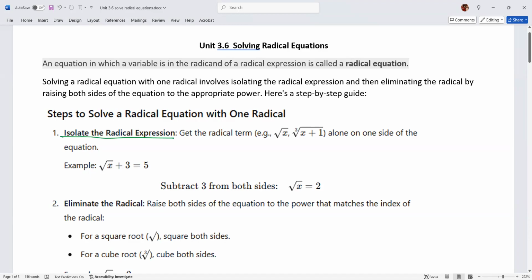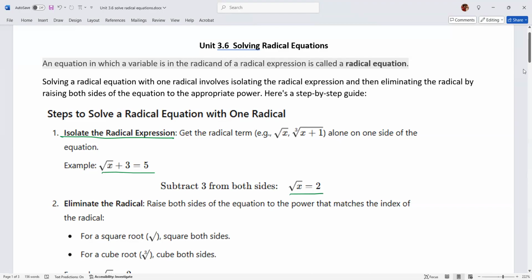That means that on one side of the equal sign, all you want is the radical. So for example, in this example, I have a plus 3 in addition to the square root of x. So to get rid of the 3, I'll subtract it, and I get to this point. Now I have it isolated.